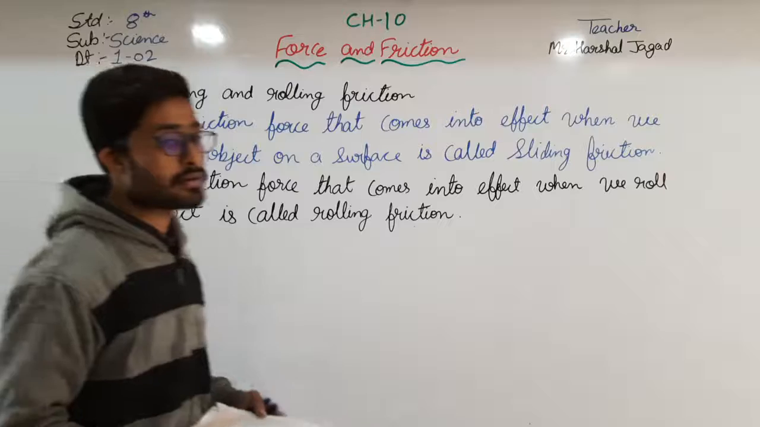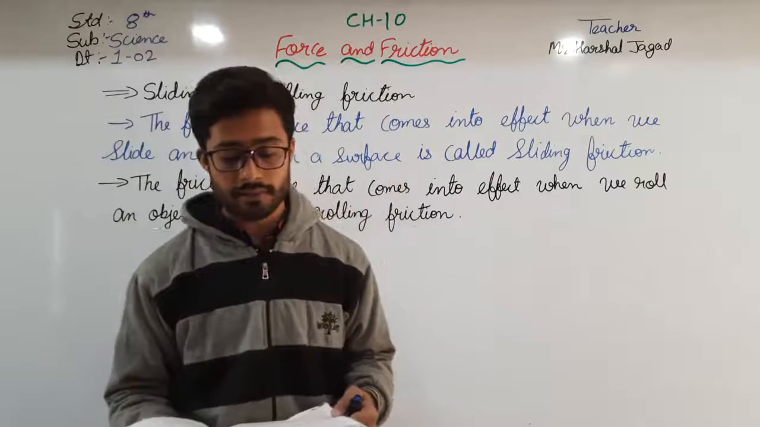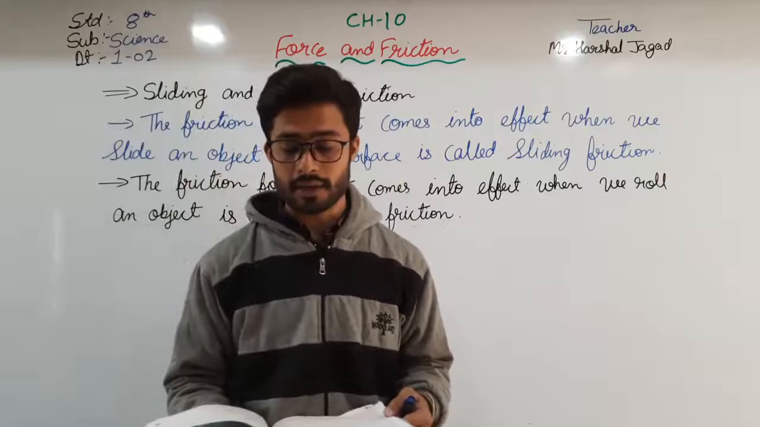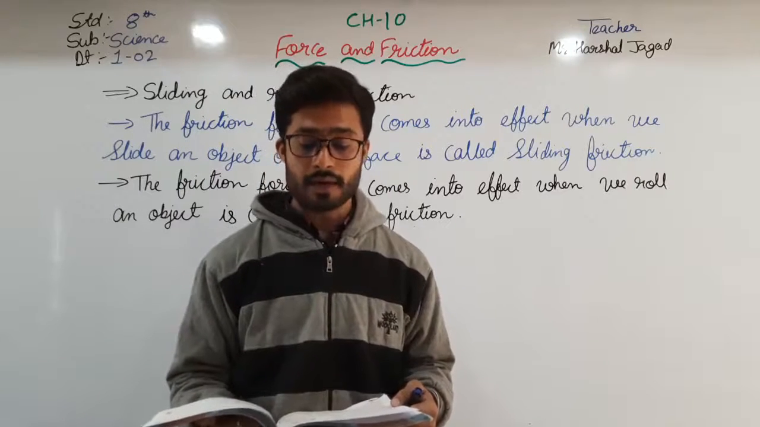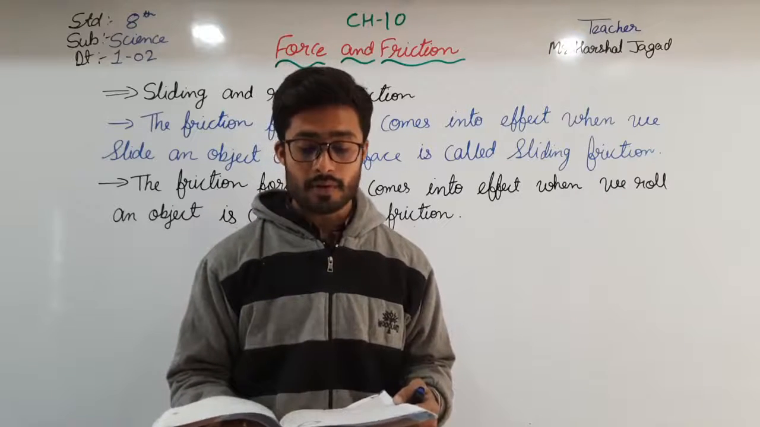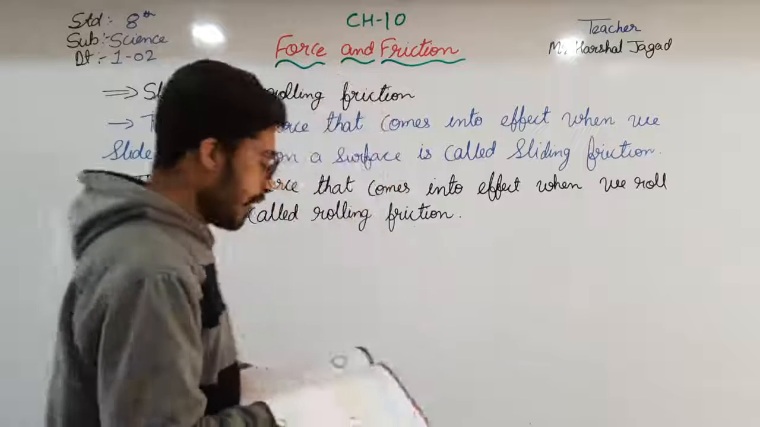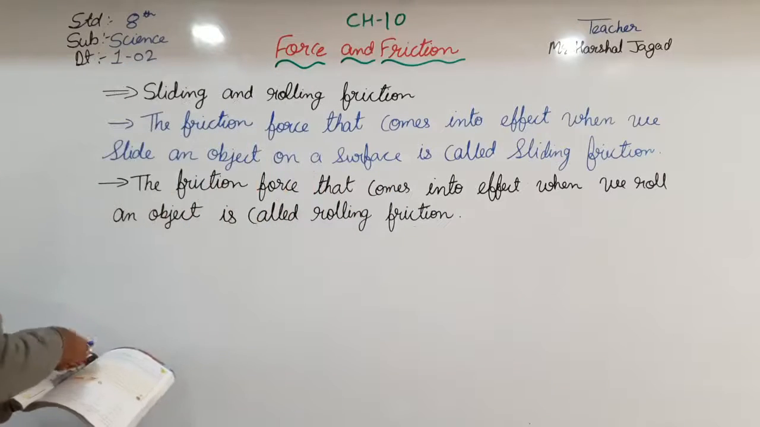So how can friction be reduced? Reducing friction reduces wear and tear, and also brings down the amount of heat produced due to friction between moving parts of machinery. Friction can be reduced by a process called lubrication. So how can friction be reduced? Friction can be reduced.